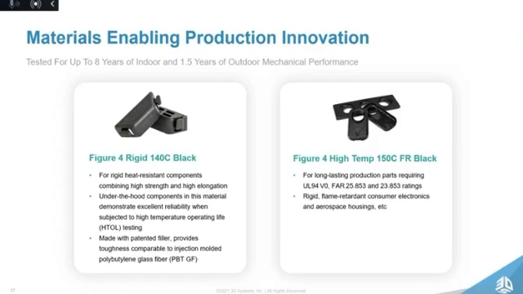HDT is obviously an important factor, and as the name suggests, HDT of 140C is at the lower pressure. Importantly, we also have a material that fits with the evolution of automotive powertrain. Figure 4 High Temp 150C FR Black is a rigid, importantly flame retardant black material that can achieve UL94 V0 rating, as well as the equivalent FAR ratings. It's another material that's ideally suited for transportation and aerospace applications.